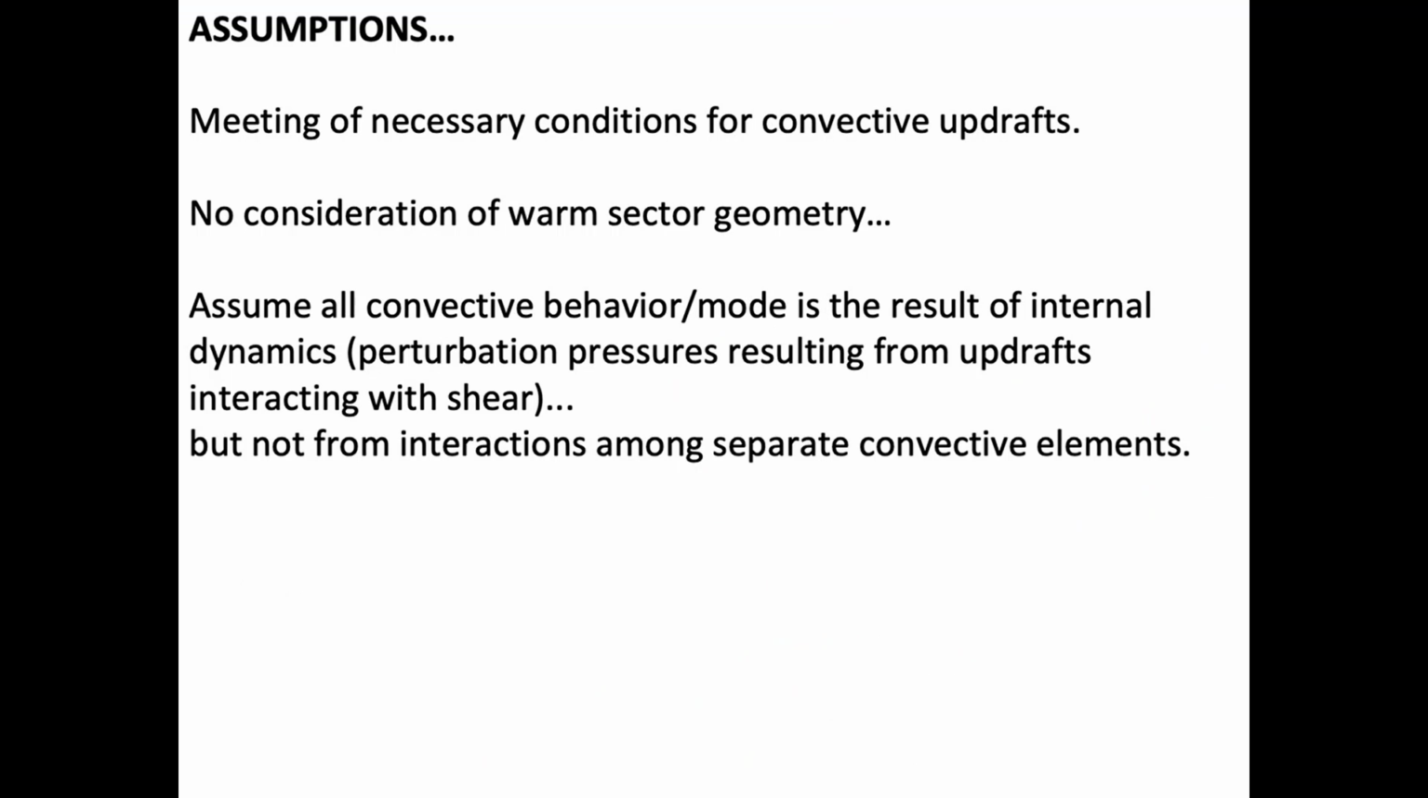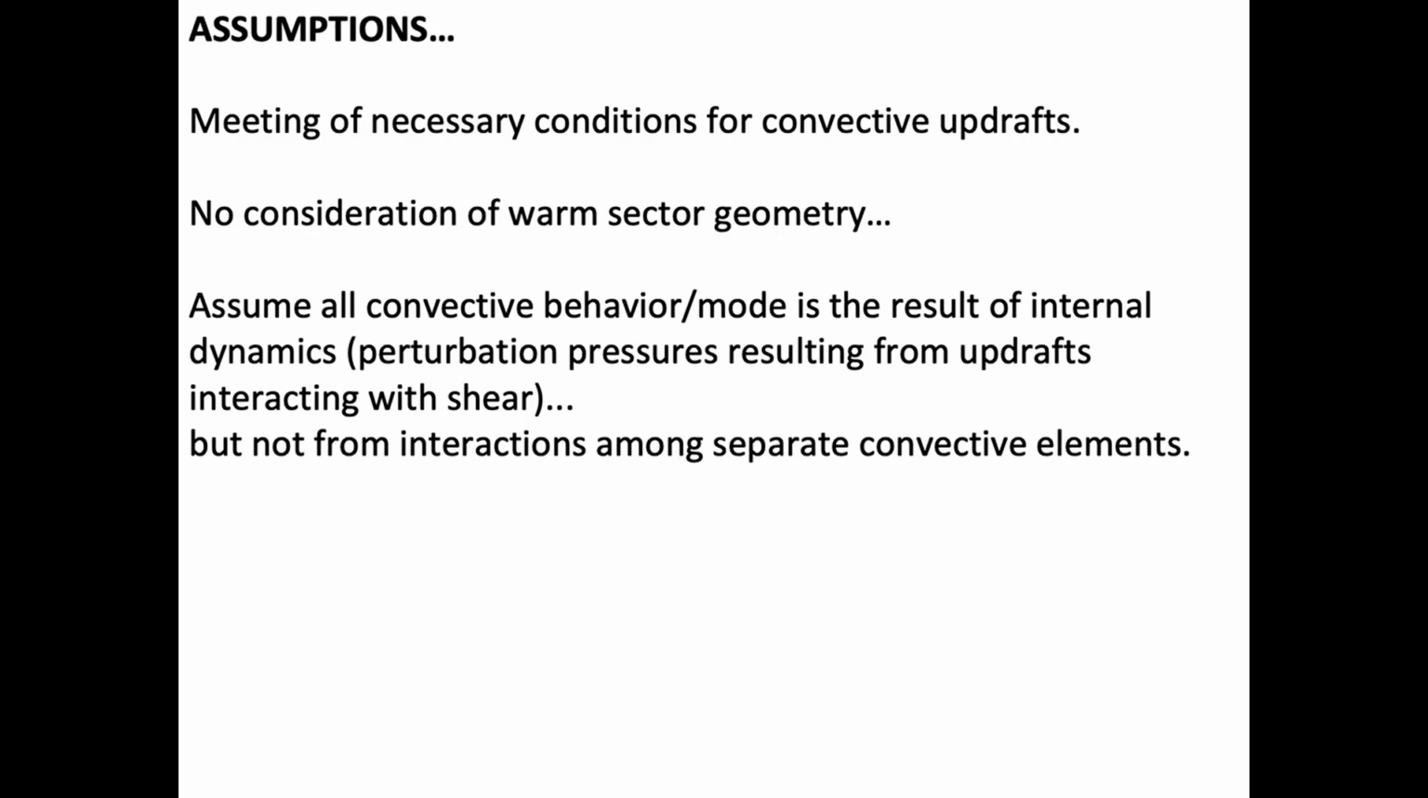We're going to make some assumptions before we get started on the discussion of the interaction between the updraft and the vertical shear and how we can use the hodograph to understand how the ensuing convective behavior would evolve. One assumption is that we're going to meet the necessary conditions for convective updrafts to form, so we just need to have buoyancy: moisture, some source of lift, instability, combining the moisture and instability to get buoyancy. But again, we're just talking about sufficiency. We're not talking about needing 2,000 joules per kilogram of mixed layer CAPE. We're just talking about sufficient conditions for an updraft.